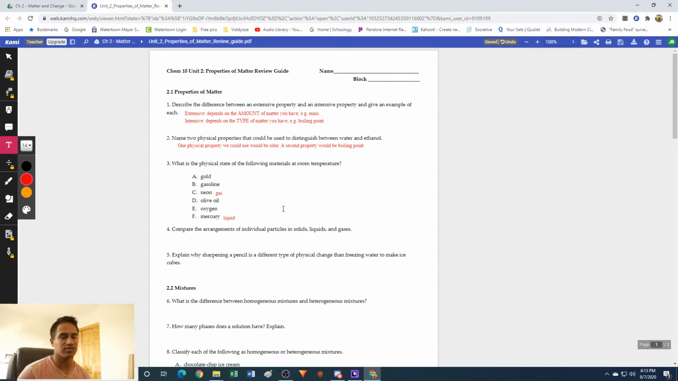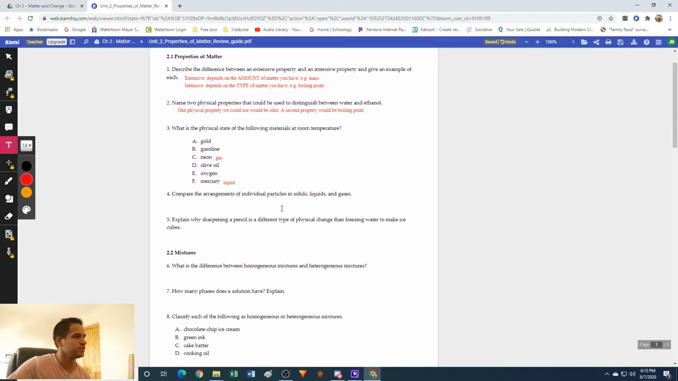Most metals, of course, are solids. So the rest of those ones, I think you guys can do probably just fine on your own. Number 4, compare the arrangements of individual particles in solids, liquids, and gases. Okay, so this one comes from the notes where it basically is asking what are the particles like in a solid versus a liquid versus a gas.